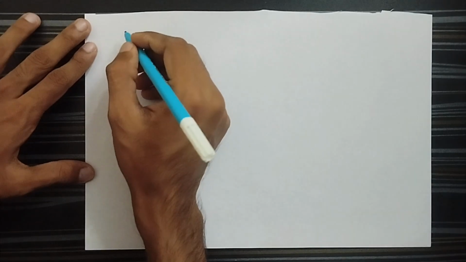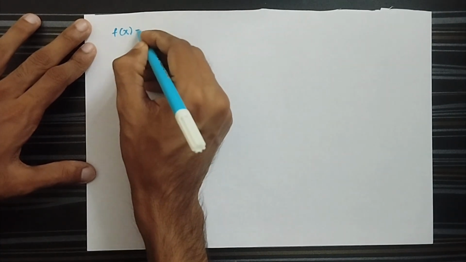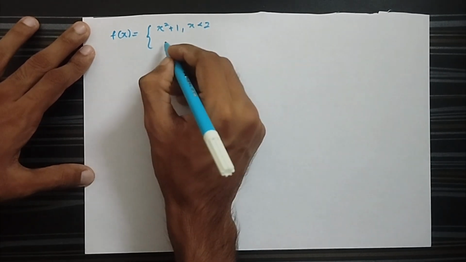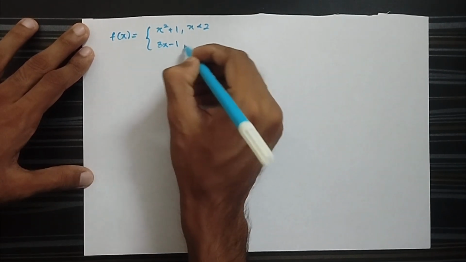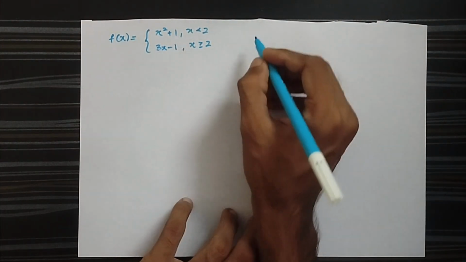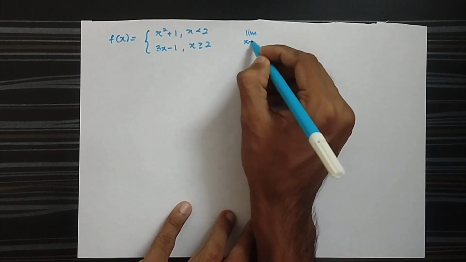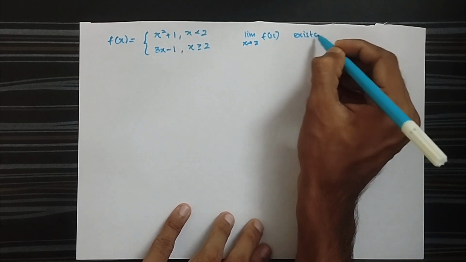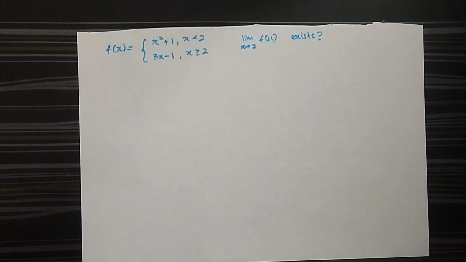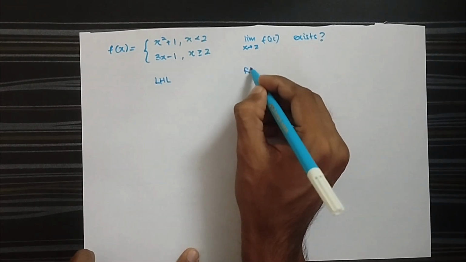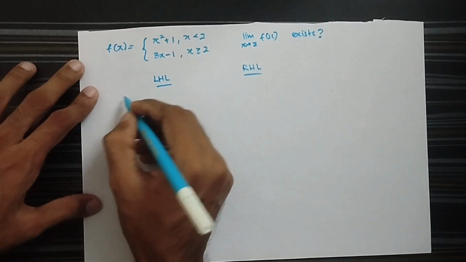Another example to actually solidify that concept in your mind. Let's give another function f of x equal to x square plus 1 when x is less than 2, and 3x minus 1 when x is greater than or equal to 2. Okay, this is a piecewise function, and we have to find if limit x tends to 2 of f of x actually exists or not. Question. So we have to find the LHL and RHL separately for a piecewise function. So let's write LHL and RHL, and let's evaluate.